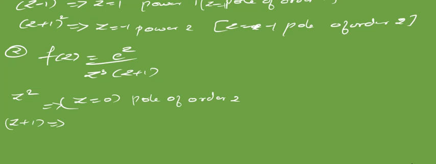Z plus 1 tends to 0, by which the function fails to be analytic. So what point is that? When z is equal to minus 1, this function will not be analytic. So this is a pole of order 1. Why do we say it is a pole of order 1? Because the power of the expression is 1.